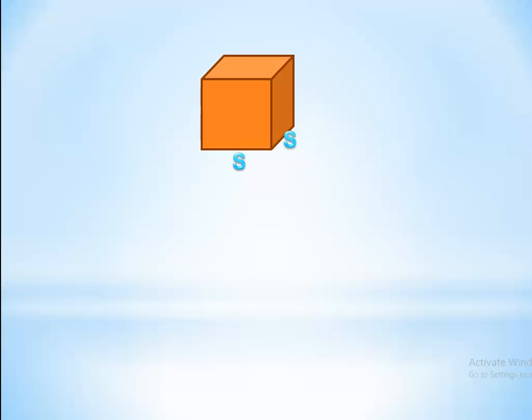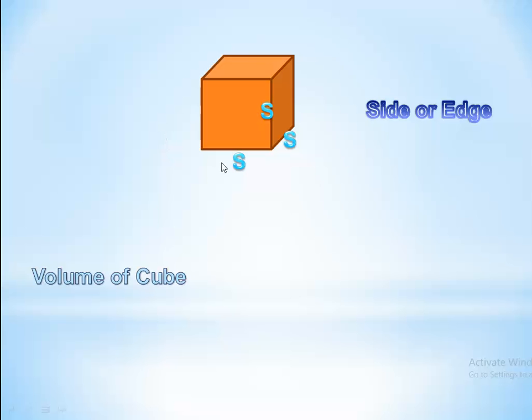What about the cube? We know that the cube has 3 equal dimensions, and we call the 3 dimensions side. So we can replace length by side and width by side and height by side. So volume of cube, sorry, equals side by side by side.